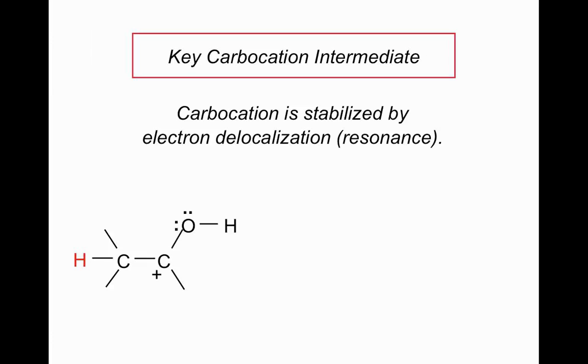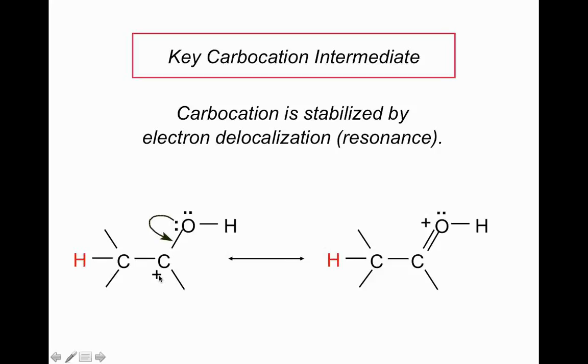Carbocation in this case is stabilized by electron delocalization, which makes the tautomerization reaction possible. Here we have the two resonance structures produced by the movement of the lone pair of electrons on the oxygen down towards the carbocation to give us this resonance structure in which we have fully occupied orbitals around all of our atoms with a positive charge on the oxygen atom. This is therefore easily deprotonated in order to leave behind a neutral charge on your oxygen atom.